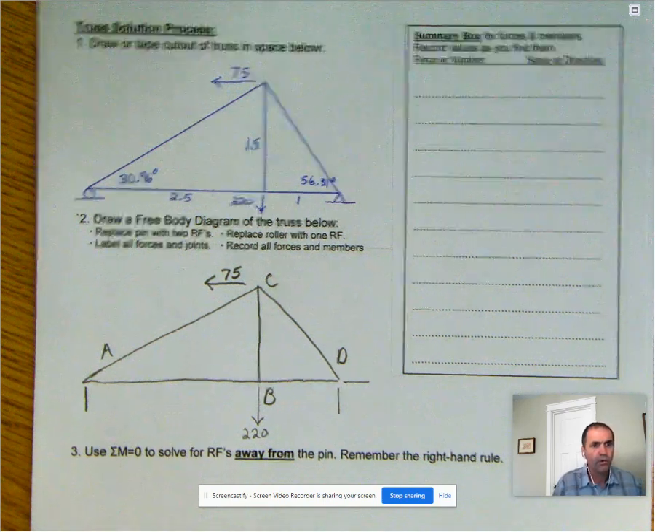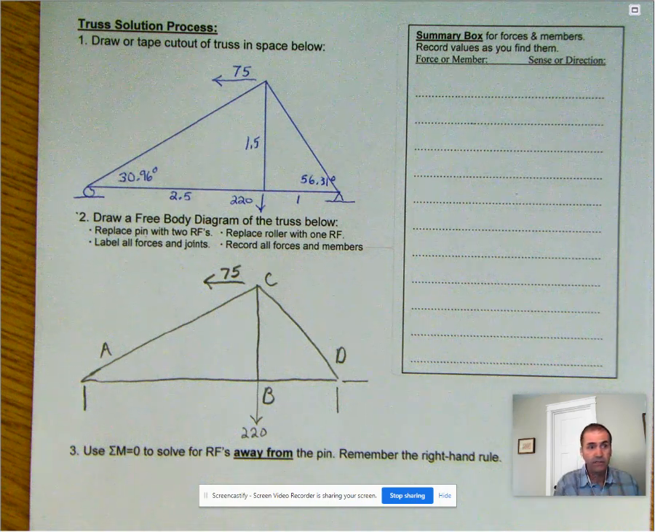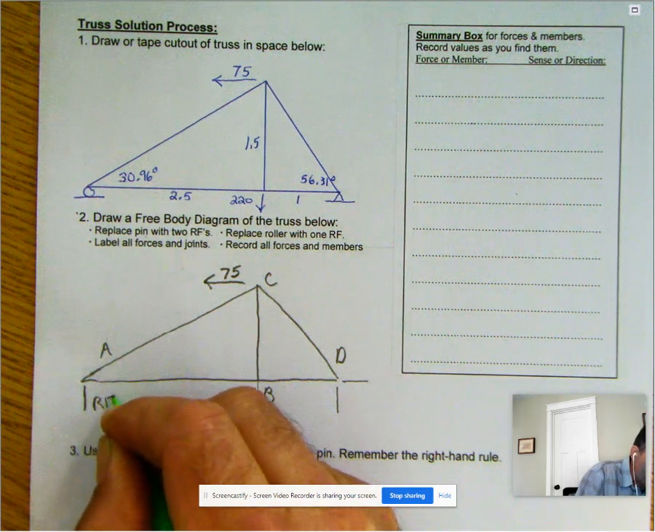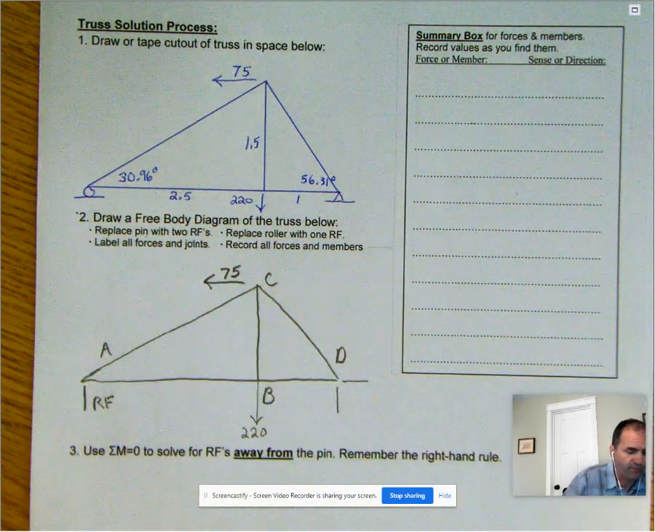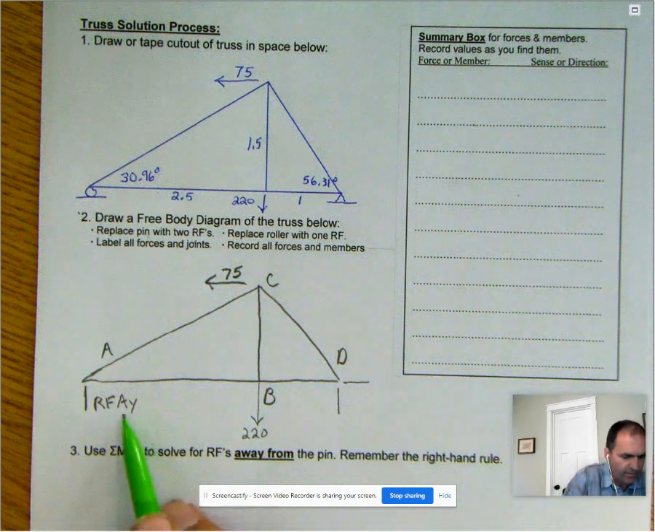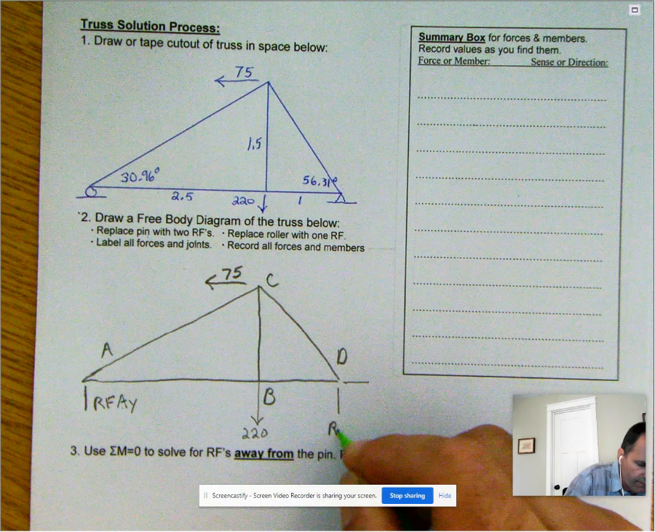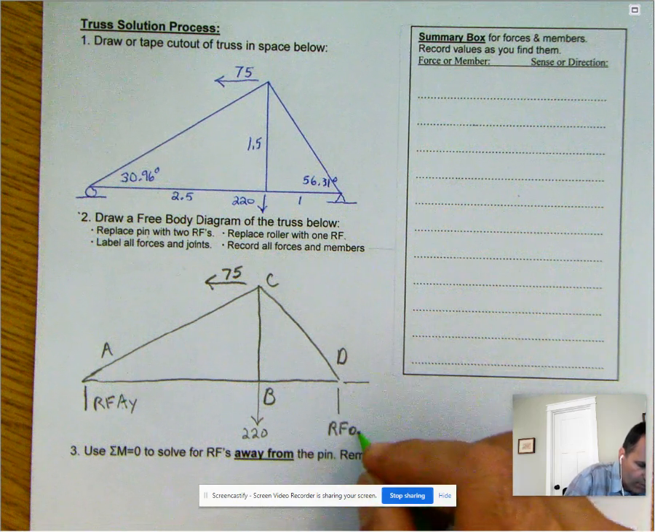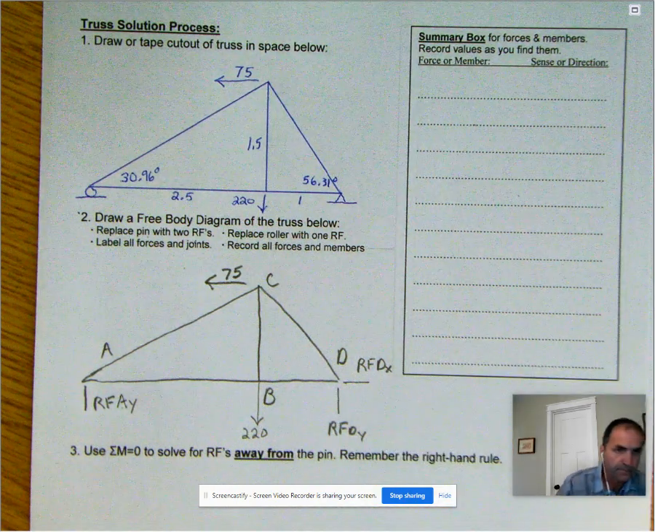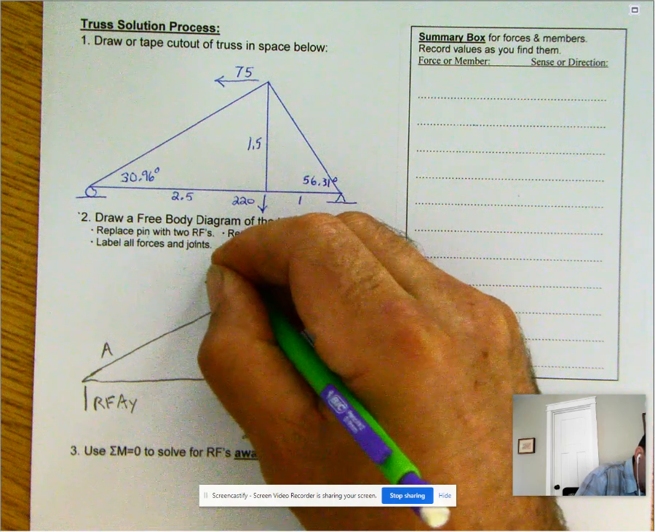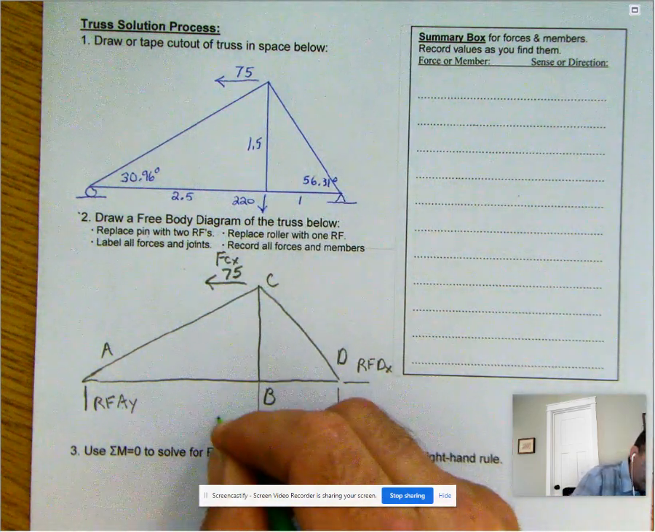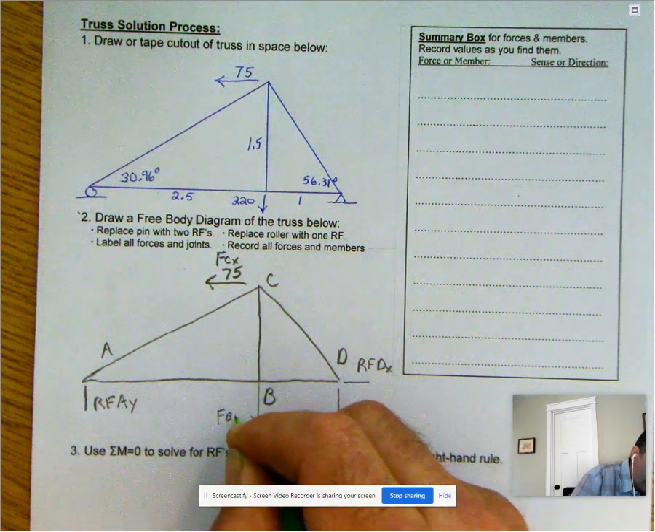And there's an applied force here of 220. Okay. Now we're going to label all of our forces and our joints. So we have here a reaction force. The things that the pin and the roller are reacting to are the applied forces. We have a reaction force at joint A, and it's going in the Y direction. Usually I make that little A a subscript. We have a reaction force at joint D in the Y direction, and we have a reaction force at joint D in the X direction. Up here, we have a force because it's an applied force at C in the X direction. And down here, we have a force at B in the Y direction.